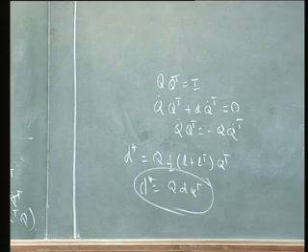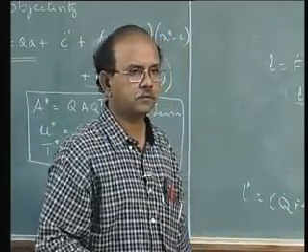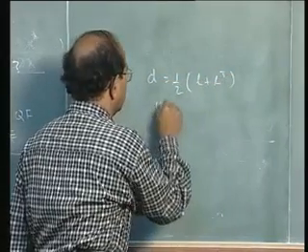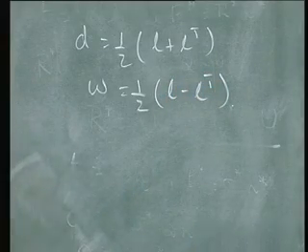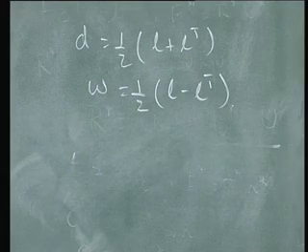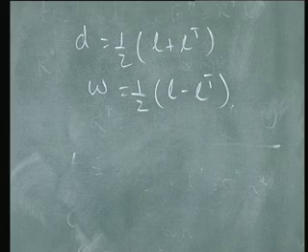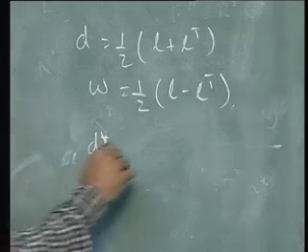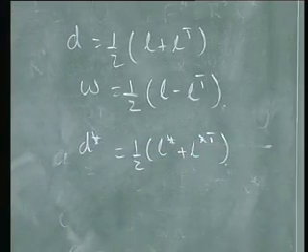Now let's look at W. Let us see what happens to W and D. We use the symbol W for the skew symmetric part of L. D we had used, if I remember right, half into L plus L transpose. W is equal to half into L minus L transpose. Now let us see what happens to D first. I want to know what D star is. D star is equal to half of L star plus L star transpose.